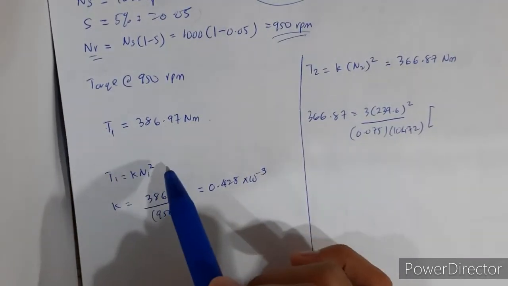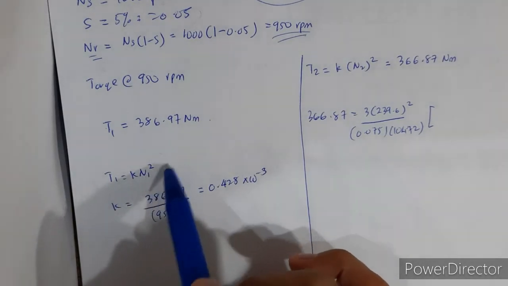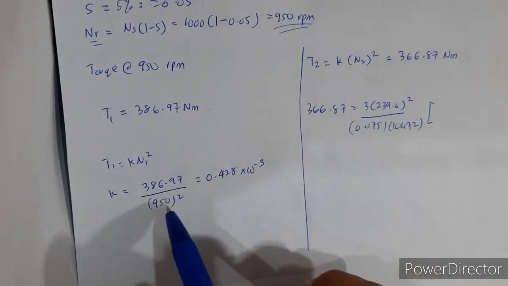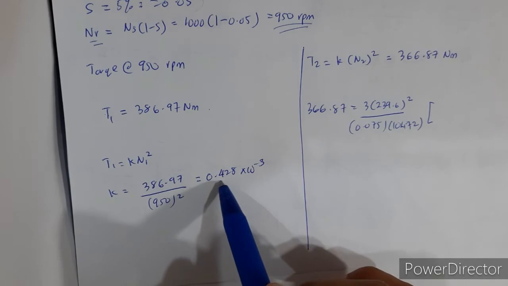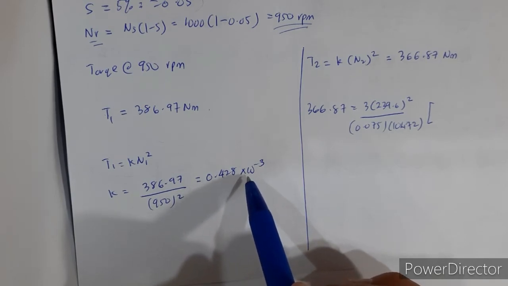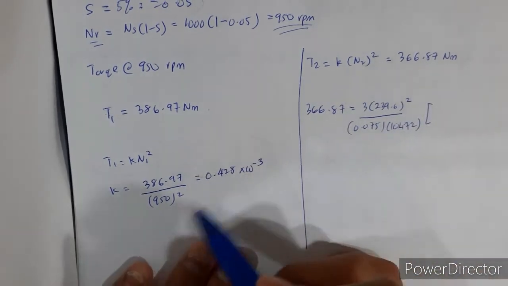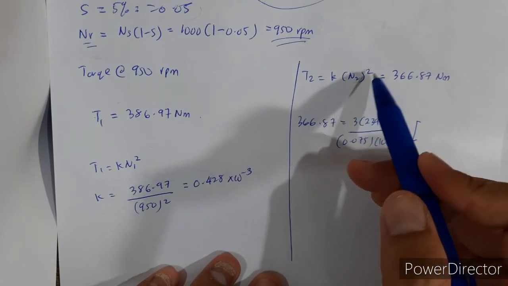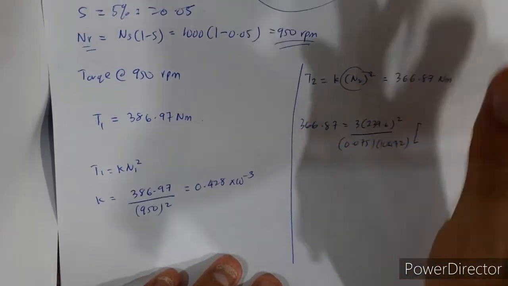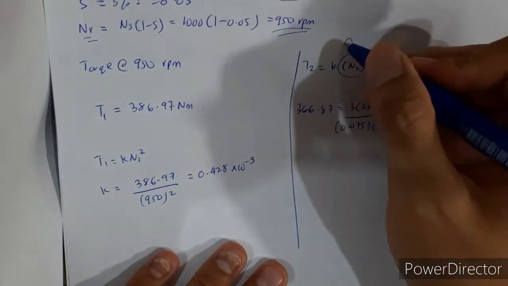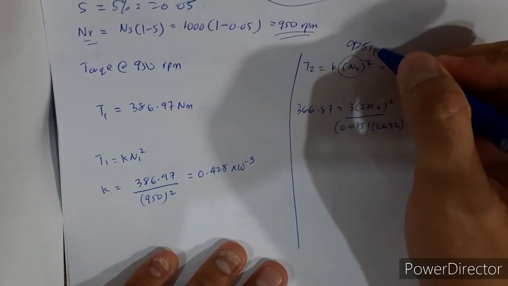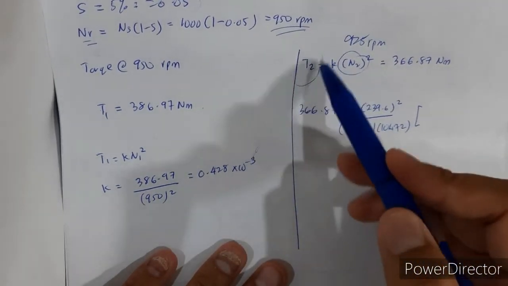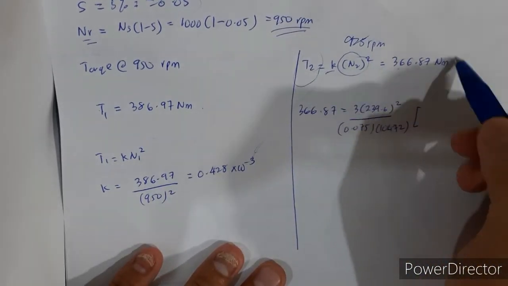The K is the constant. T1 equals to K N1 squared, which is given in the equation sheet. So K you can determine. The answer is 0.428 multiplied by 10 to the power of negative 3. So from this K you can determine T2. T2 equals to K N2 squared. N2 is given as 925 rpm, which is required, given in the question. So K we determined from this one, and then we can determine T2. So the T2 is 366.87.